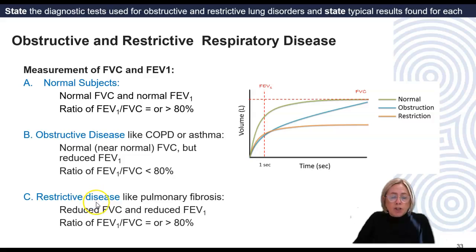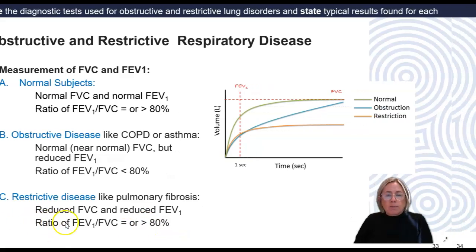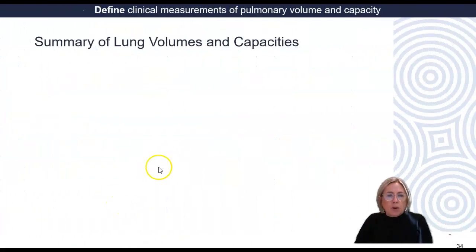And then thirdly, we have restrictive disease like pulmonary fibrosis. And you can see here that there's a reduced FVC. That makes sense because these people have problems expanding their lungs. So lung volumes are going to be low. They also have a reduced FEV1, but because all of the lung volumes are lower, when you calculate out the ratio of FEV1 to FVC, it looks normal, or it can even be greater than 80%. Okay, so I'm going to stop here with these lung volumes and capacities.